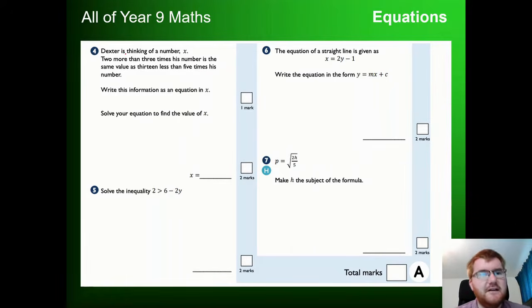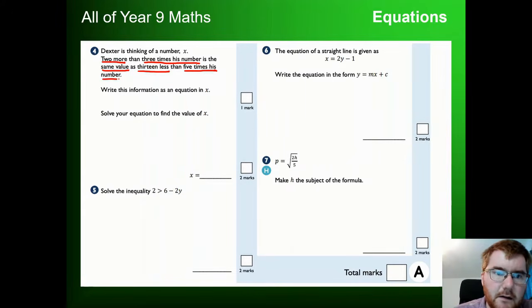So Dexter, great name, is thinking of a number x. 2 more than 3 times his number is the same value as 13 less than 5 times his number. Okay, so let's break this down. So 2 more than 3 times his number is the same value as 13 less than 5 times his number. Okay, so this is really reading the question really carefully. Notice you've got the same value here, so there's going to be an equals in there, so I've used that bit of information.